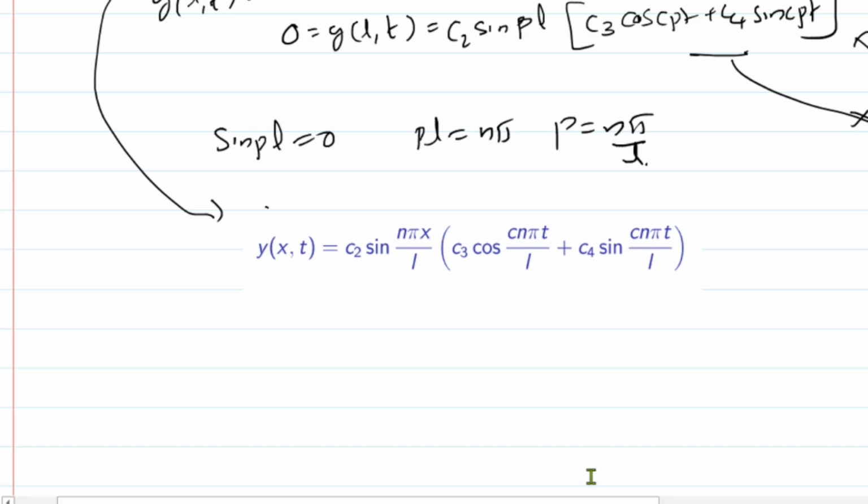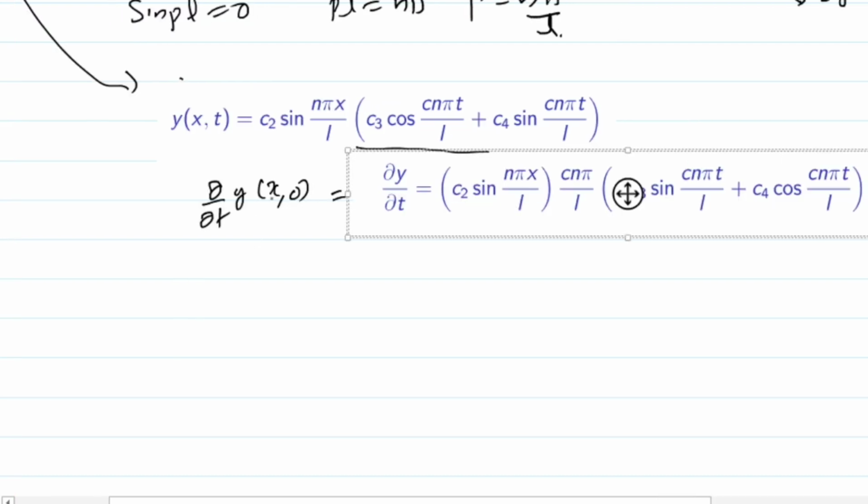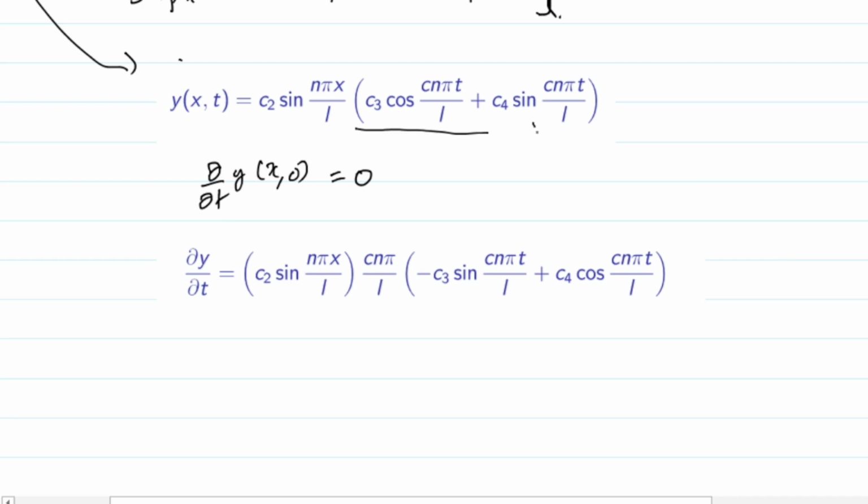Now we have to add the next initial value, that is dou by dou t of y of x,0, which is given as 0. For that, first of all let us find the derivative of the equation that we already received. The derivative dou y by dou t is equal to c2 sin n pi x by L. We get cn pi by L in both terms, so we take that outside. So finally we get c2 sin n pi x by L, cn pi by L into minus c3 sin cn pi t by L plus c4 cos cn pi t by L. So we are finding the derivative of this expression.